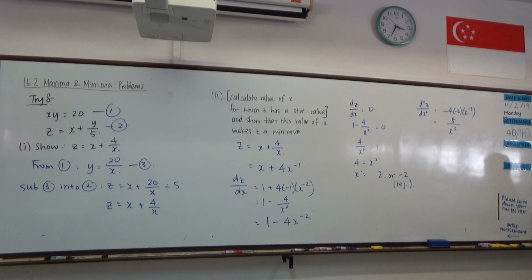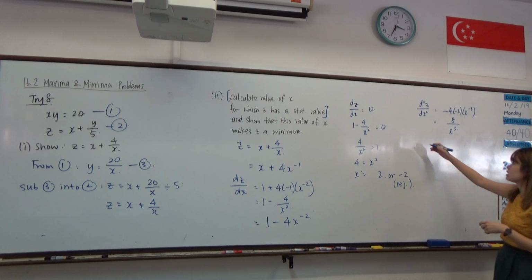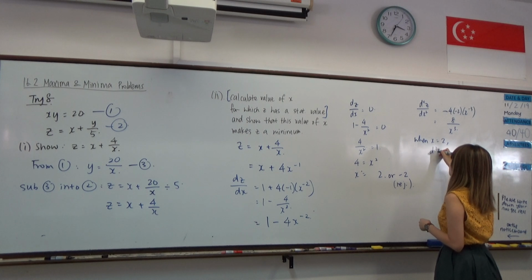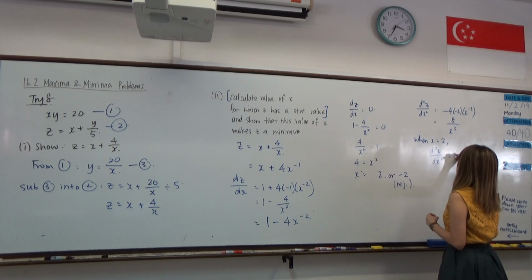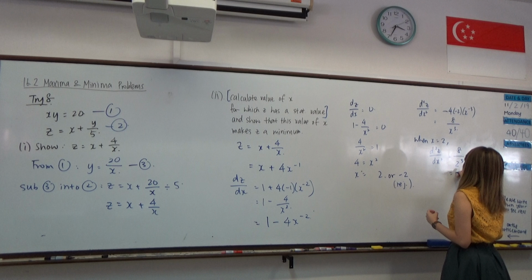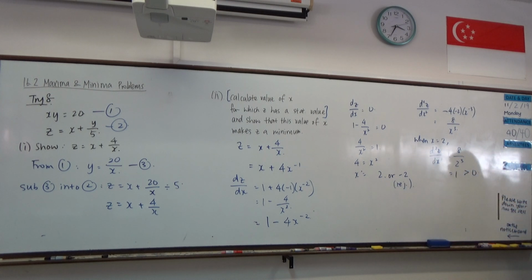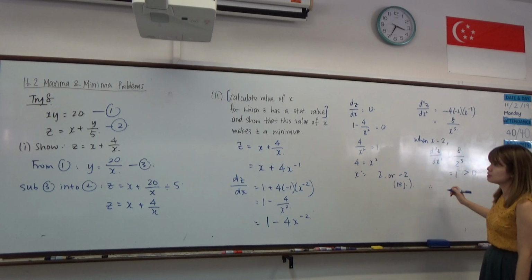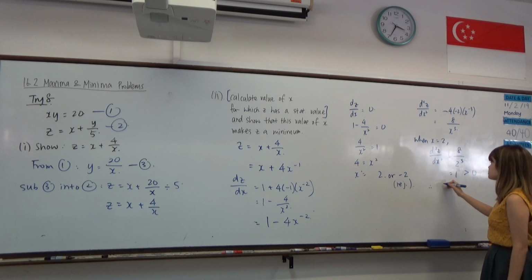Okay, then what next? Show that this value of x makes z a minimum. I've got a second derivative already, then what next? Sub in the x value, right? So this is more than 0, therefore my conclusion would be, okay, we have shown that it makes z a minimum.